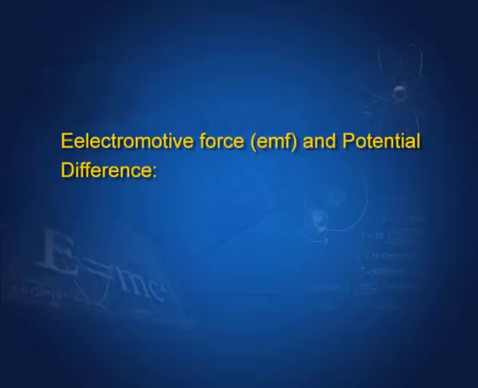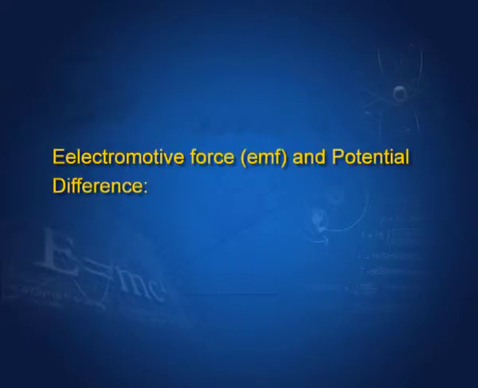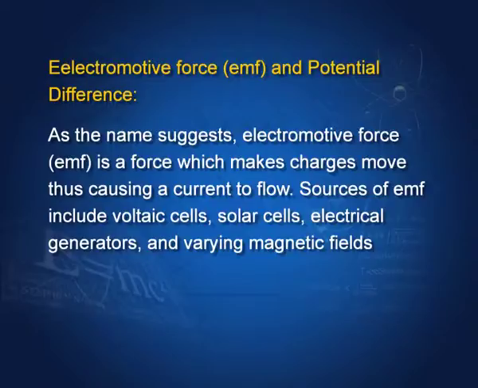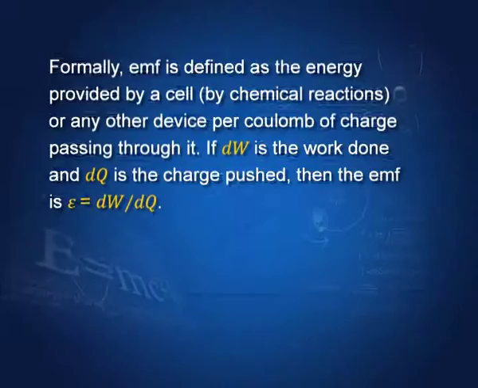Let us now introduce this new term electromotive force or EMF and distinguish it from the potential difference between 2 points, 2 terminals of the battery. As the name suggests, electromotive, that means it is something that makes the charges move. And what are the sources of EMF? Voltaic cells, for example, Leclanche cell or the other cells that you have learned, solar cells, electrical generators and varying magnetic field. We will learn later that when magnetic field varies, EMF is produced.